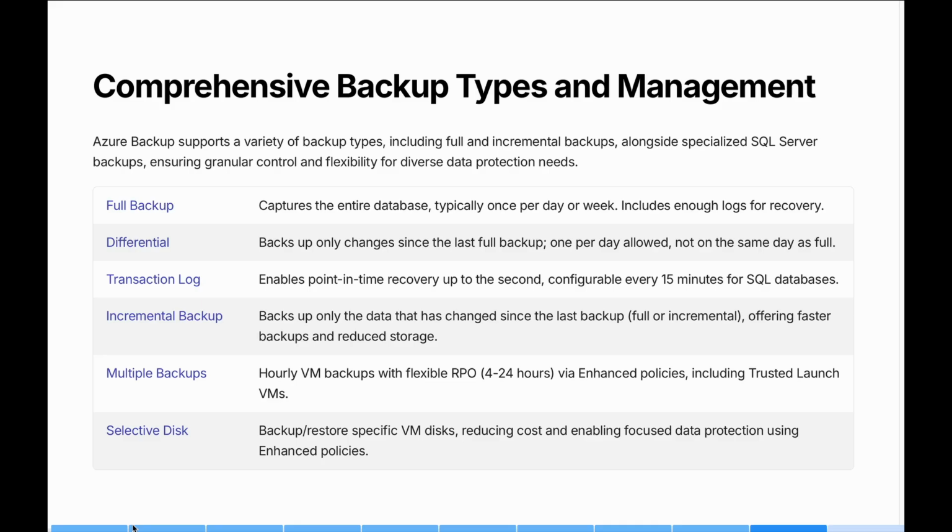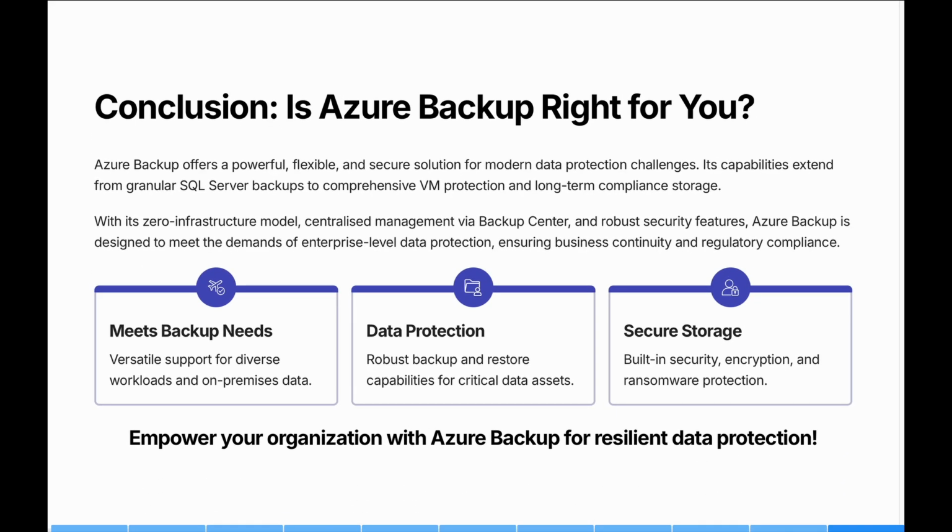Next we have selective disk. Instead of backing up a VM as a whole, if our VM has 5 disks and we just want to back up one disk, we have that option as well. This helps us enable the backup for only the particular disk which is critical for us, while the others we can ignore.